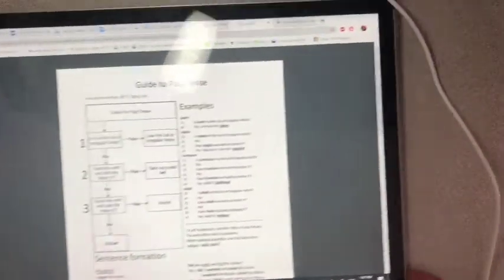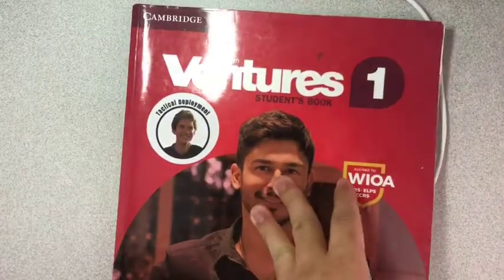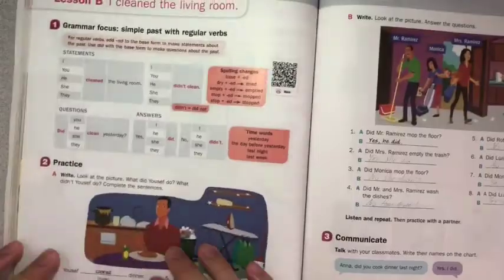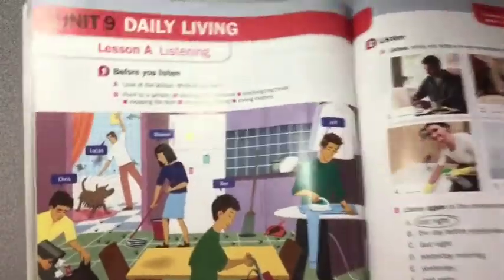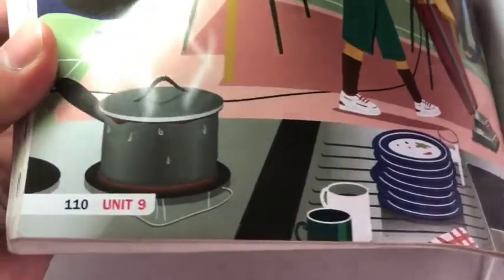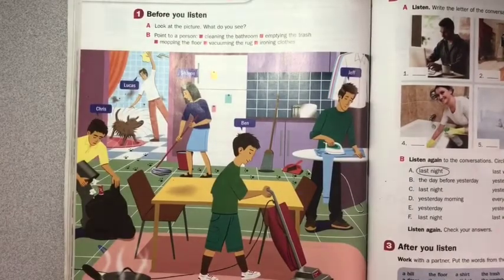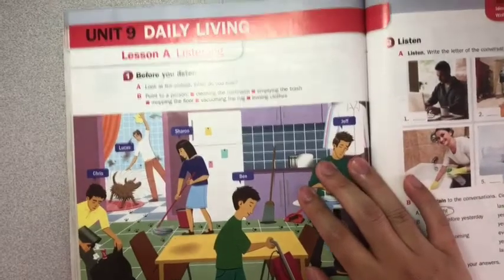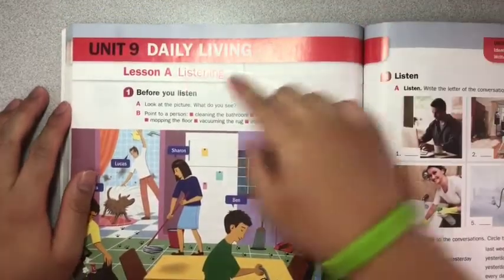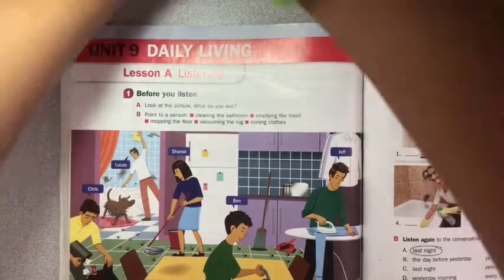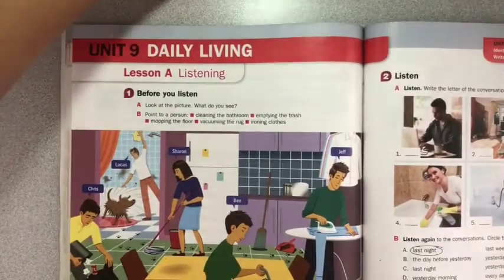Okay, so let's go to the book. Open up your book to Unit 9. Unit 9 is on page 110. All right, so Unit 9 is about daily living. It's about what you do at home.